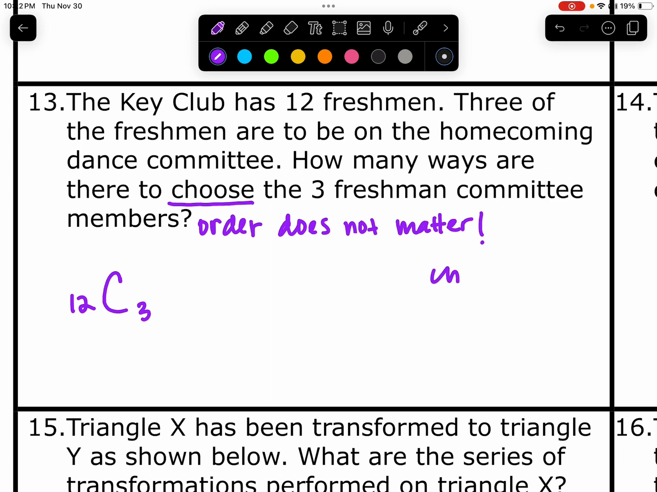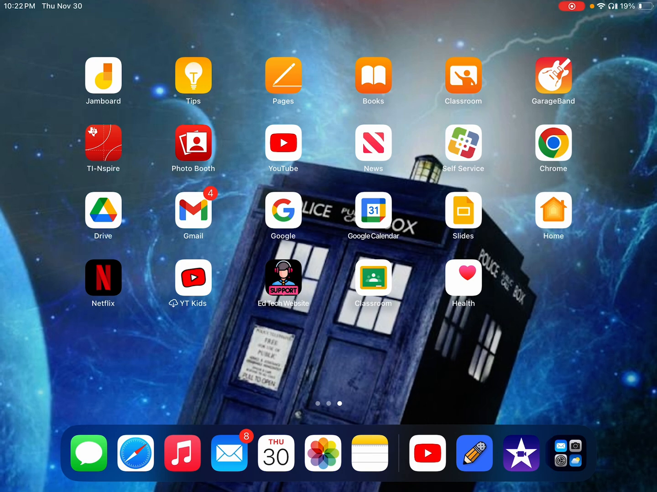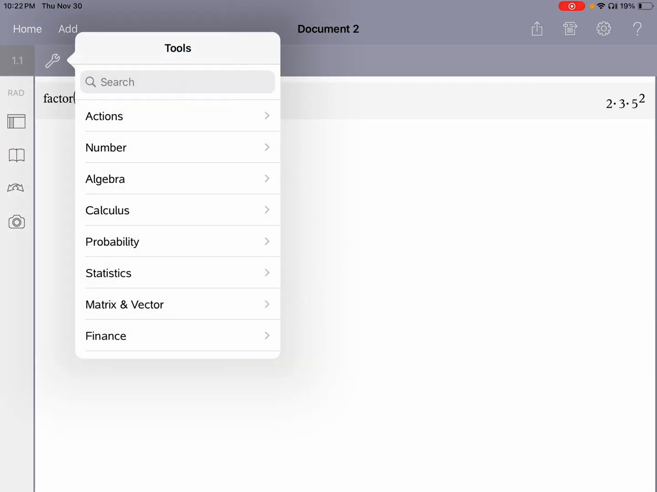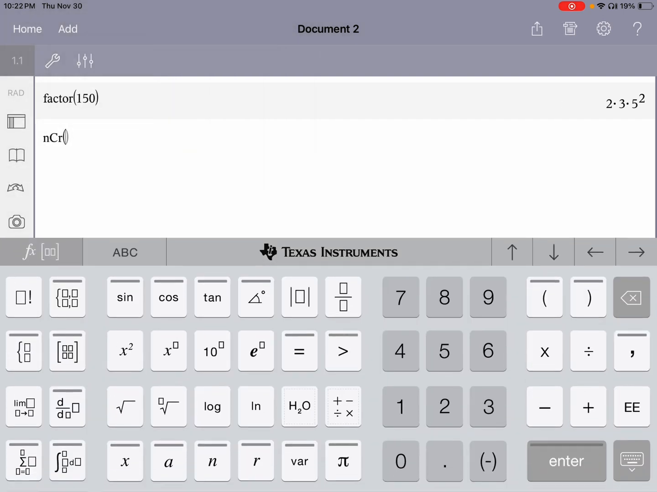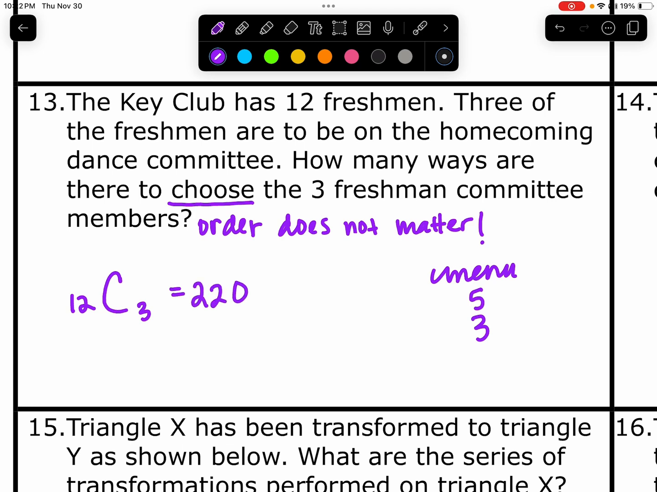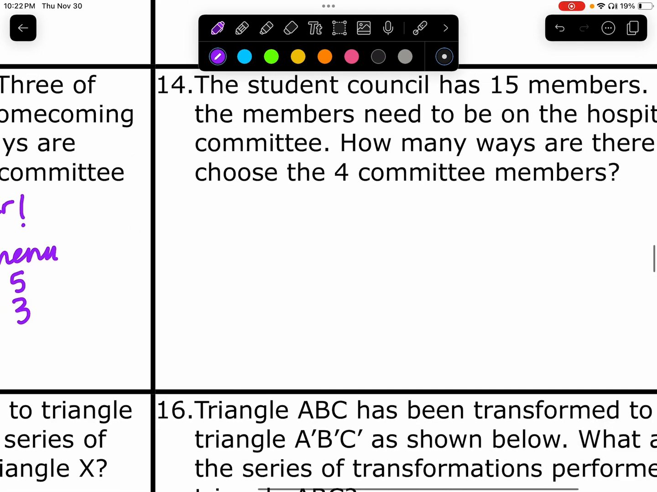Okay, so for combination, that'll be 12 choose 3. So on your calculator, do Menu, 5, 3, I think. And once you type that in, let's take a look at it. Hold on, I don't want to steer you wrong. So Menu, 5 Probability, and then 3, yeah. And then we're going to put 12, comma, 3. And then we get 220. Go ahead and try number 14.